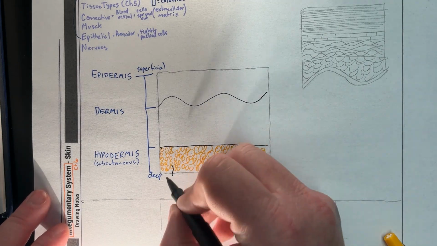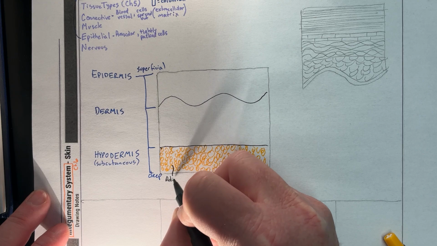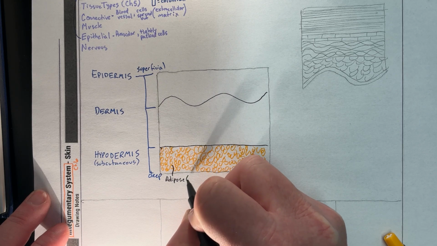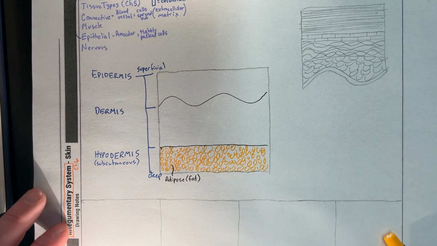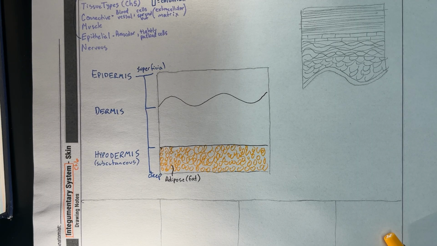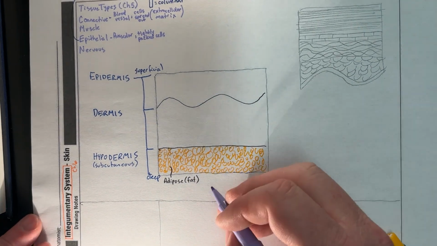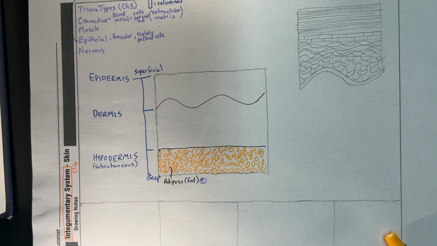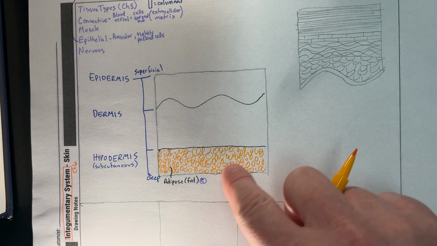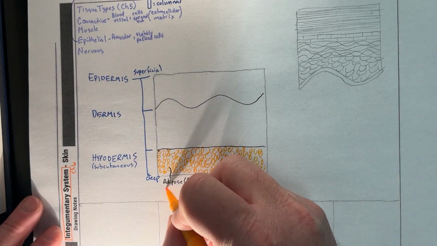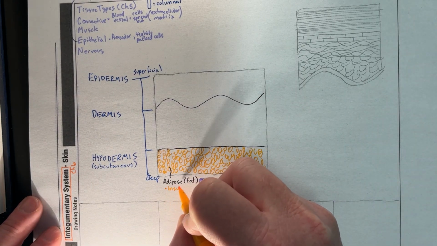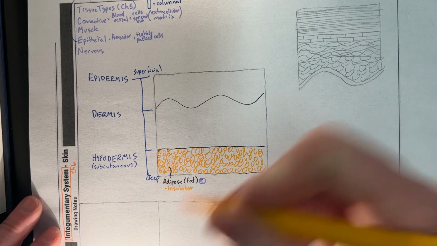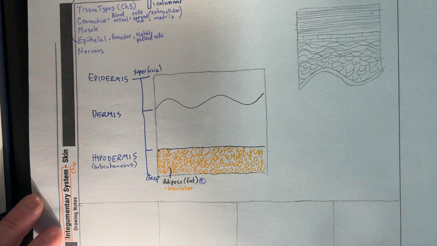All right, so the pro term for fat is that it's adipose tissue, but I'm going to write adipose and then fat. Another thing that I want to do is for all of these tissue types, I'm going to write what tissue type this is. So fat is a connective tissue, so I'll put a C for connective. And the job of subcutaneous fat is that it's an insulator.